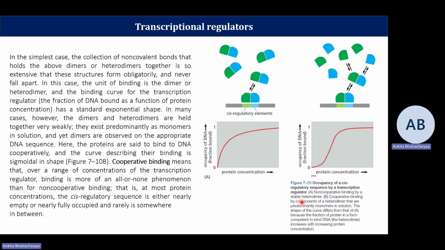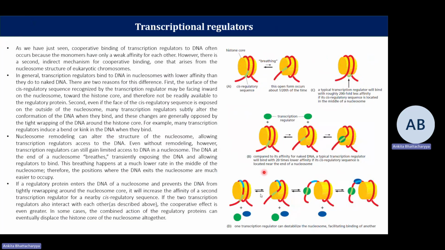Here, the curve is different. It differs from that of A because the fraction of protein in a form which is competent to bind to DNA, which is the heterodimer, will increase with increasing protein concentration. When your protein concentration increases, then in solution, the possibility of that heterodimer forming will increase, and therefore the occupancy of DNA, or the fraction of DNA which is bound, will increase as well, and you will get a sigmoidal curve, which shows you cooperative binding. So in most cases for transcriptional heterodimer formation, you would find some sort of cooperativity to persist.